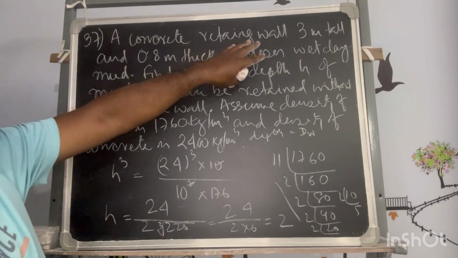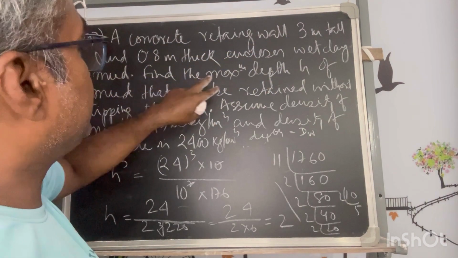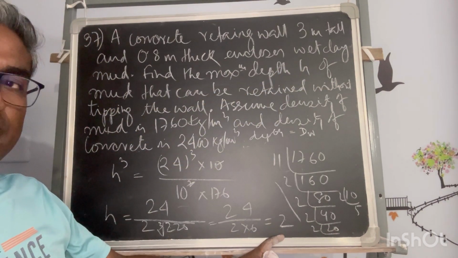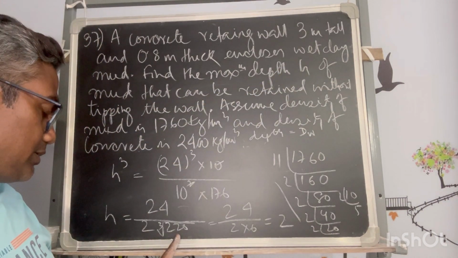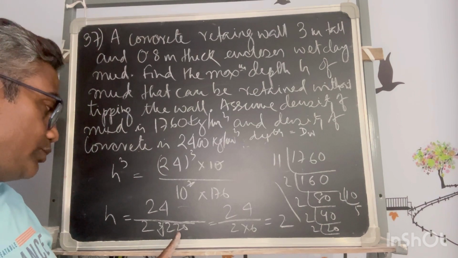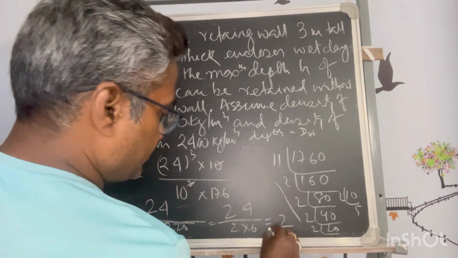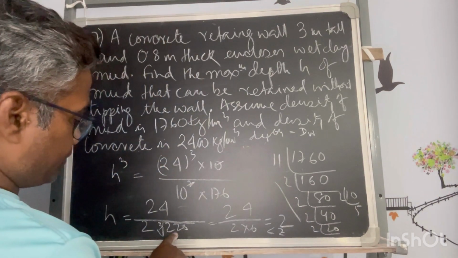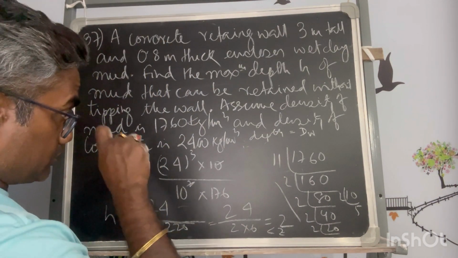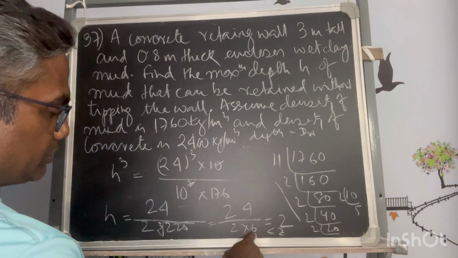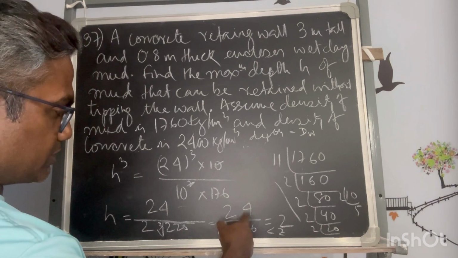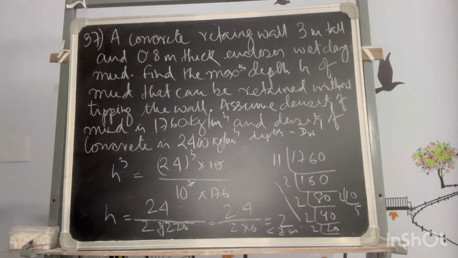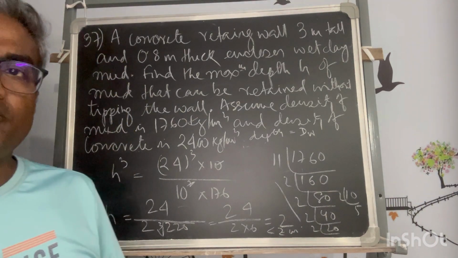The concrete retaining wall 3 meter, find the maximum depth of the mud. So the depth of the mud will be maximum 2 meter, because I have taken 6 approximation, it will be more than 6, so it will be something less than 2. Okay, if I take 6 approximation, 220 is not approximately 6, so it will be more than 6. So more than 6 means less than 2 will come, so less than 2 meter. The depth has to be maintained for this.